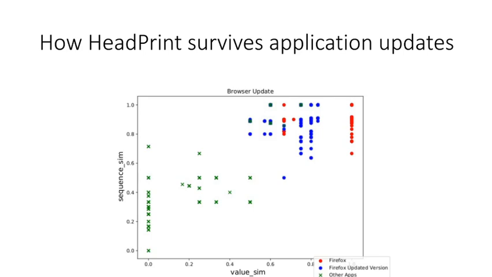How HeadPrint survives application updates. Okay, so this graph shows you why HeadPrint can survive application updates, meaning that it can still match the messages of an updated application to the original fingerprint. We have again a fingerprint from Firefox, and we have three types of dots. The blue dots are the Firefox messages of the same version as the fingerprint, let's say.